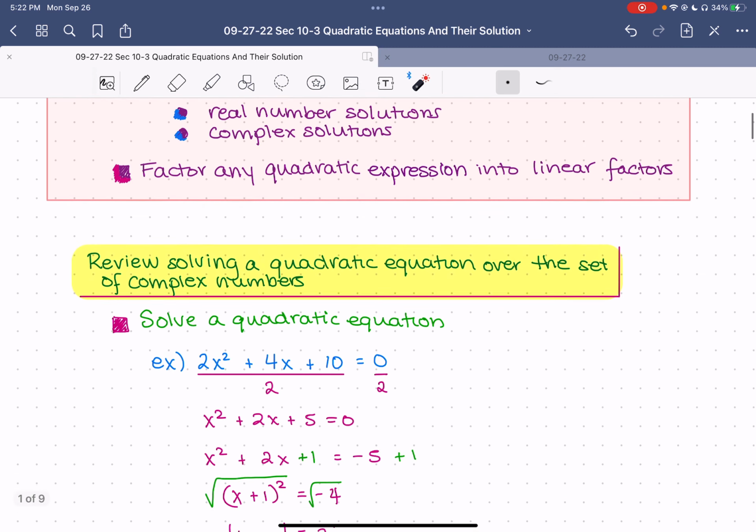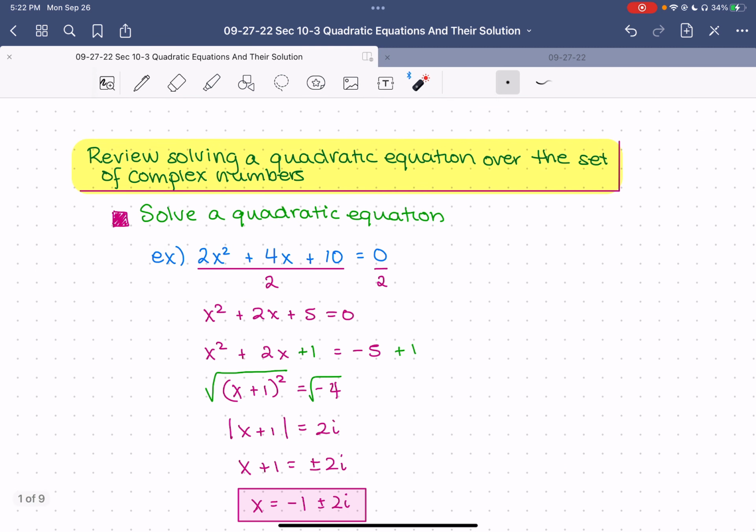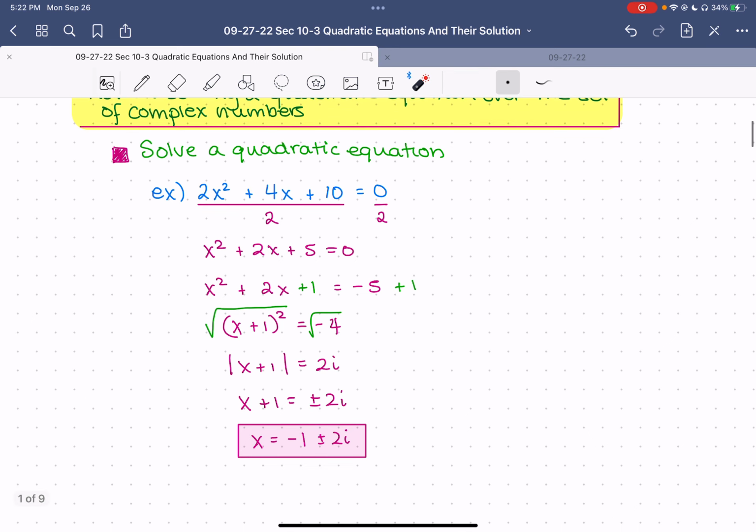Okay, let's do it. So first of all, let's review solving the quadratic equation over the set of complex numbers. So this means if we ever start taking a square root of a negative, we can still keep going. So if I was going to solve this blue one, now at first I notice a isn't 1, so I'm thinking completing the square may not be the best, but then I notice if I divide everything by 2, I can make a 1 and b will still be even, and that's when completing the square is super easy, so I'm going to go for it.